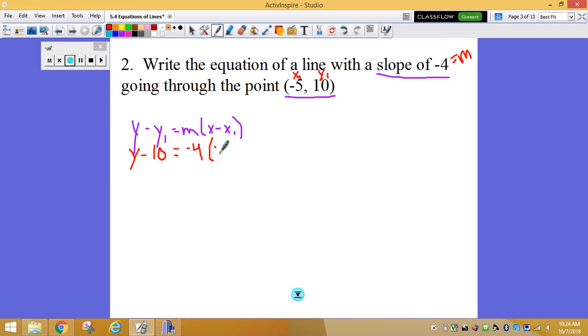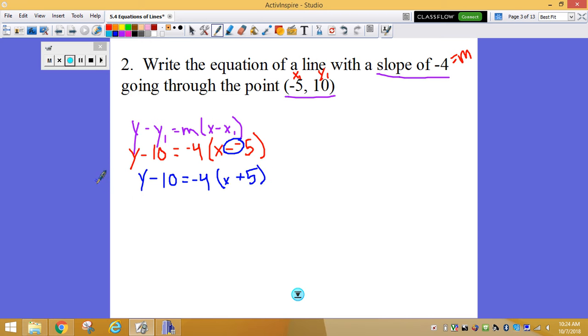In my parentheses, I have x minus negative 5. So there's only one thing to fix. Look at the problem. See if you can figure it out. Hopefully you see right here, this is my one thing I want to fix. So I have y minus 10 equals 4, and then minus negative changes to a plus 5.